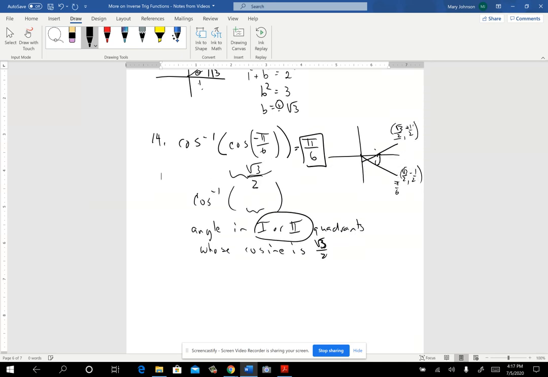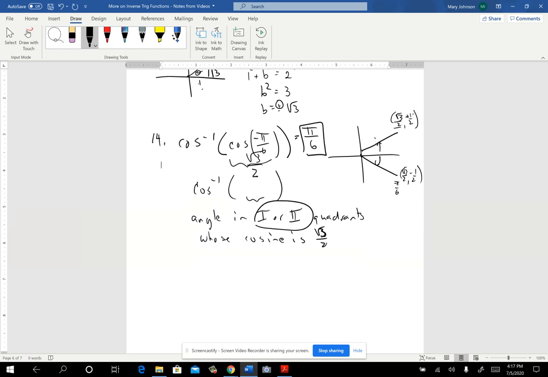Here we go. Let me see if I can back it up just a tad. All right, that's about as good as I can get it. Okay, let's see if I could look at number 15 with you.